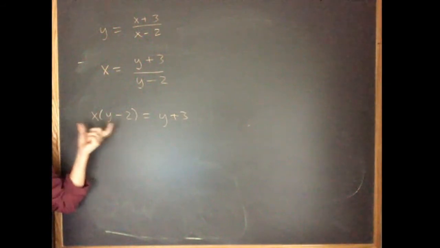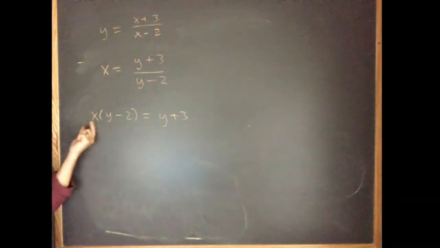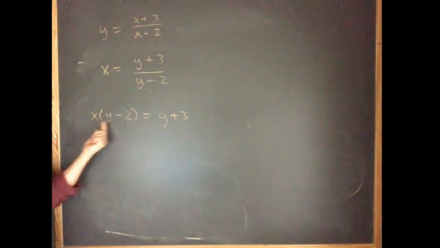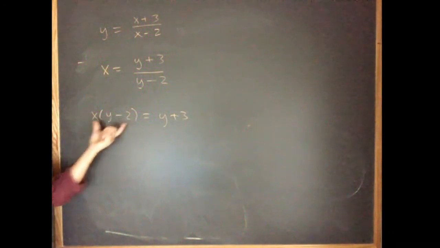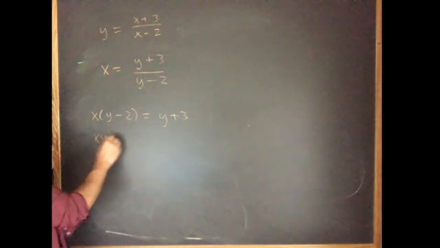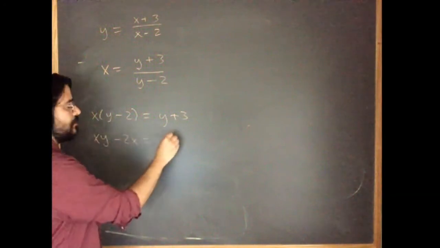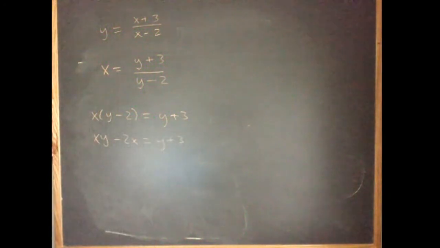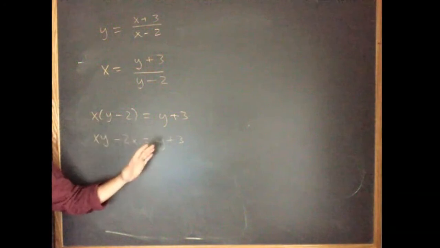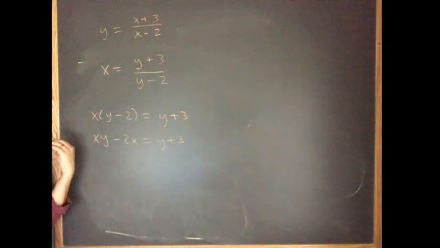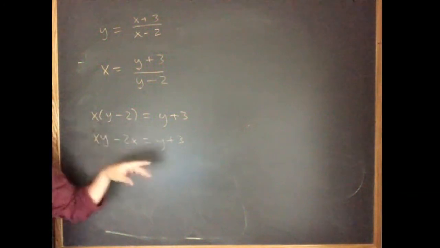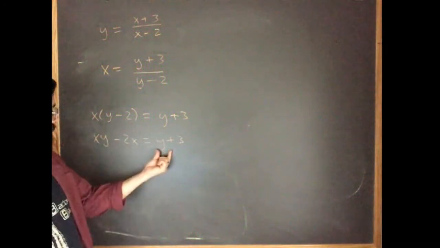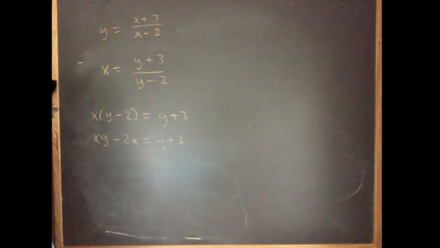You have to distribute your x, right? This isn't just x times y and then minus 2. This is x times the whole thing, y minus 2. So this is xy minus 2x is equal to y plus 3. And once you clear out all of the fractions, you could just move everything with a y to one side and everything without a y back to the other. So here I'll have to move this y to this side and the 2x to the other side.